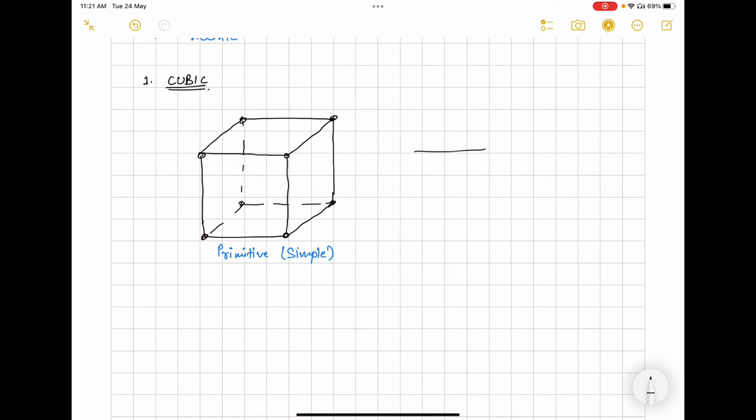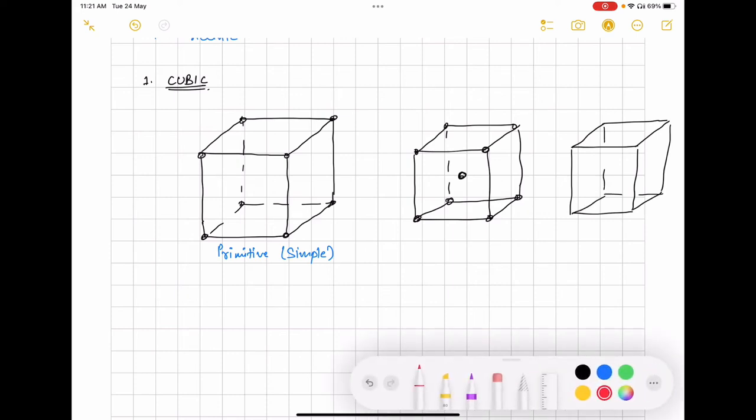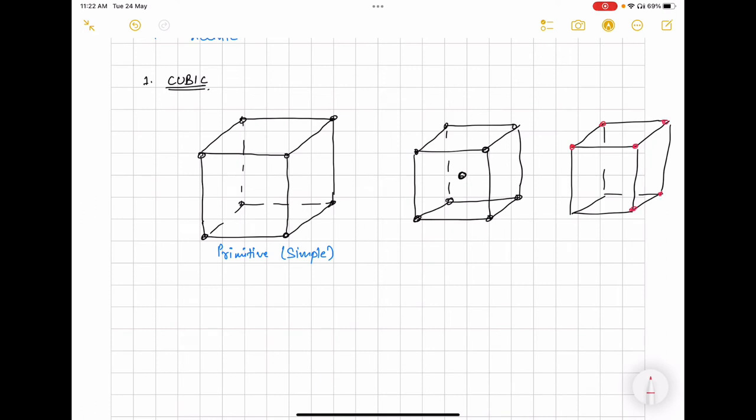So let us draw those. So body center will be having a point in the center as well. So this is your body centered, and then face centered has points on the centers of the faces. So this becomes your face centered. Okay, so this is your I or the body center, and this is your F or the face center.